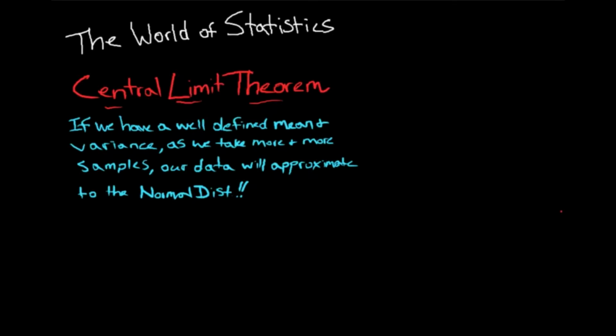So the Central Limit Theorem basically is if we have a well-defined mean and variance of a sample, and if we keep taking more and more samples, our data will approximate to the normal distribution. So why is this important? Well, we could have a distribution that is not normal, and as we take more and more samples from that distribution, it approximates to the normal distribution, which we can then use to find z-scores. We can then use it to do all kinds of different testing. So this central limit theorem is really powerful and very important with everything in statistics.